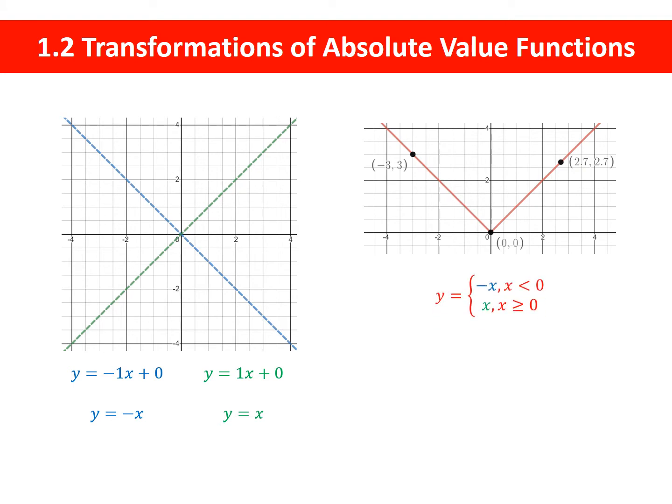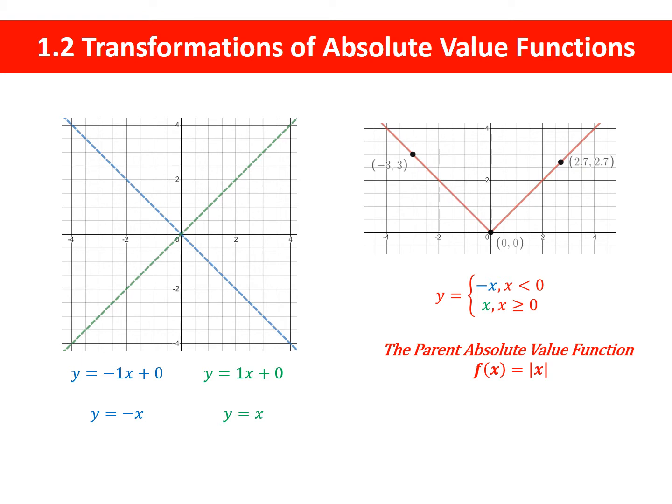We want to graph y equals negative x when x is less than 0, and we want to graph y equals positive x when x is greater than or equal to 0. These piecewise functions can be blended into one by what's known as the absolute value function. The points that are graphed there remind us that the function of an absolute value is to turn what's on the inside positive. So the absolute value of negative 3 is positive 3, the absolute value of 2.7 is 2.7.